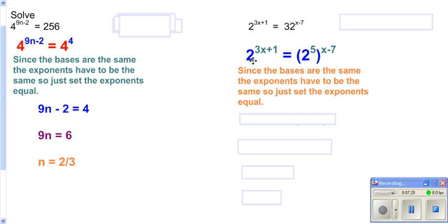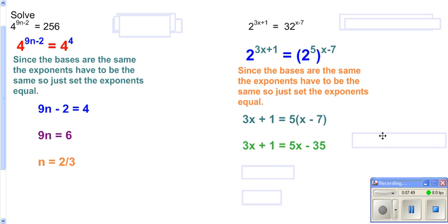Since you have 2 to the power on the left, 2 to the power on the right, you can set the exponents equal. So you set the exponent on the left equal. And then over here on the right, remember it's an exponent raised to an exponent, so you need to multiply. So it's going to be your 5 times your other one. Distribute through. Take your x's to one side, take your non-x's to the other side, divide by 2, and you get x to be 18.